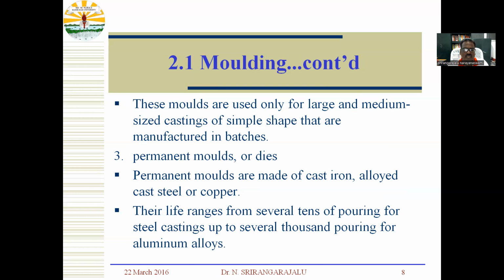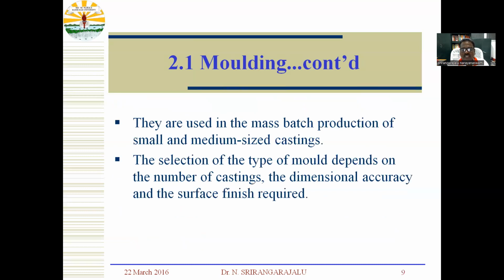Permanent molds are dies. Permanent molds are made of cast iron, alloyed cast steel, or copper. Their life ranges from several tens of pourings for steel casting up to several thousand pourings for aluminum alloys. They are used in mass batch production of small and medium-sized castings. The selection of the type of mold depends on the number of castings, the dimensional accuracy, and the surface finish required.